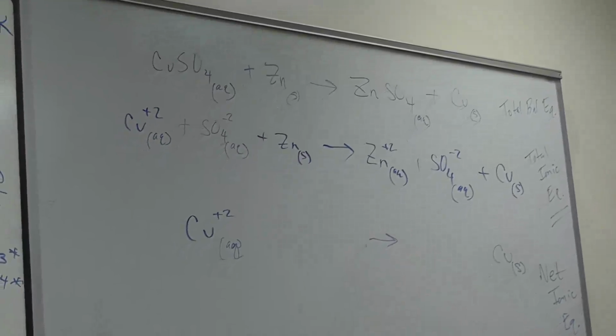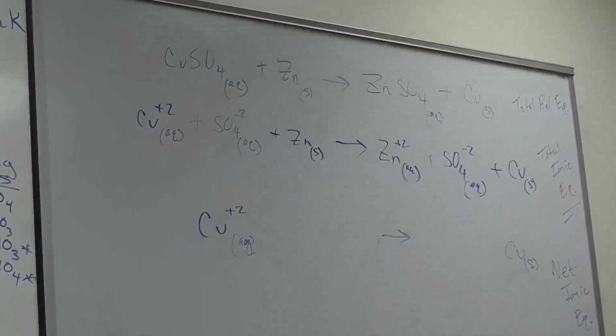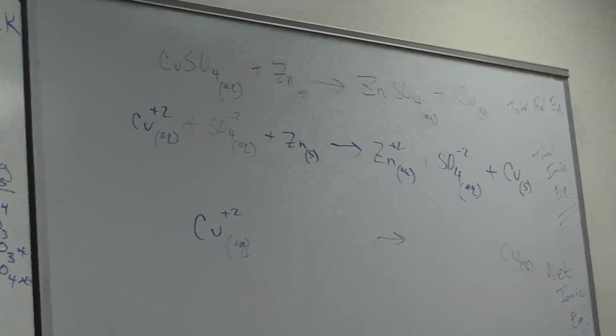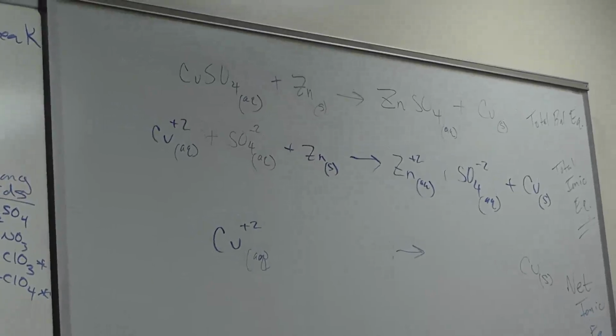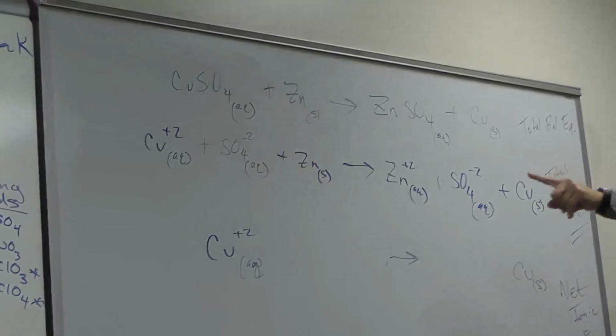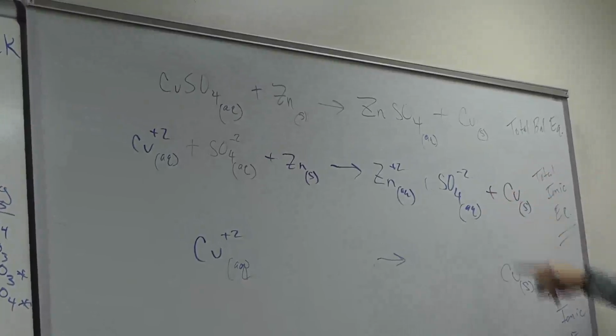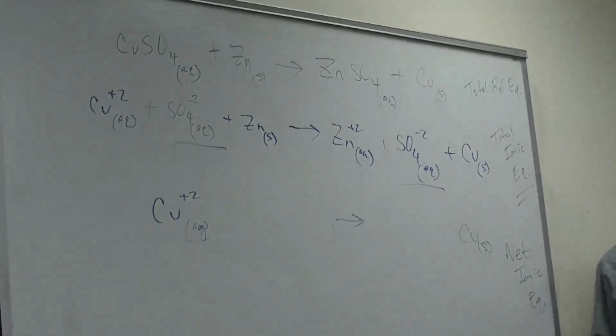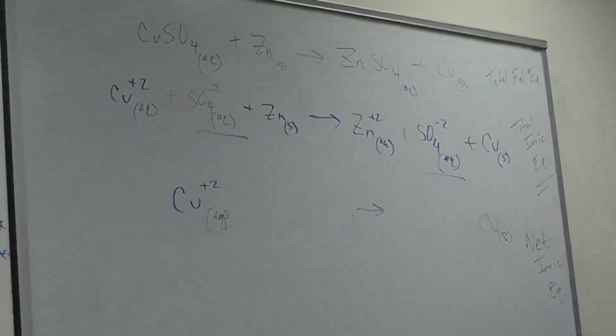Everybody with me? What about the next species, SO4 negative 2 ion? Has it undergone a change or not? It is SO4 negative 2 aqueous there. It's SO4 negative 2 aqueous here. It has not undergone a change. I am not going to include it in the net ionic equation.